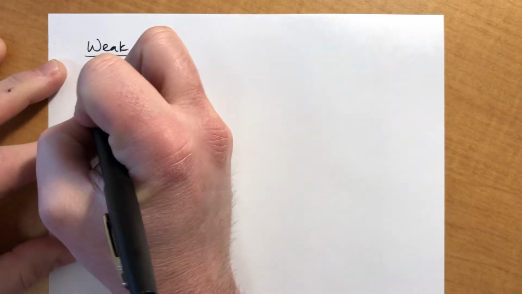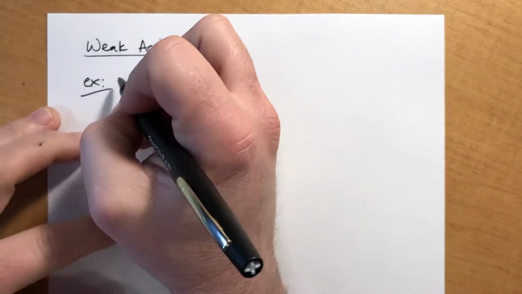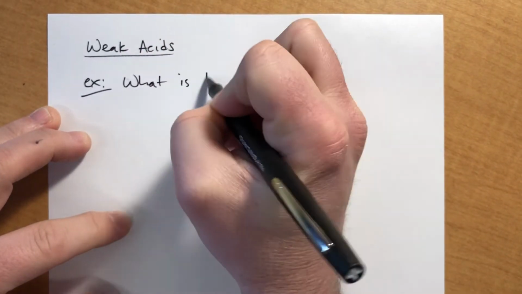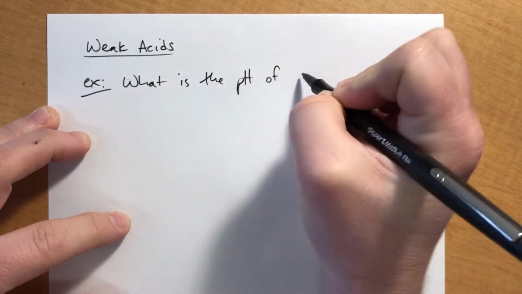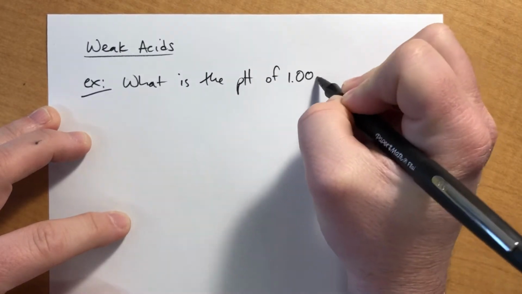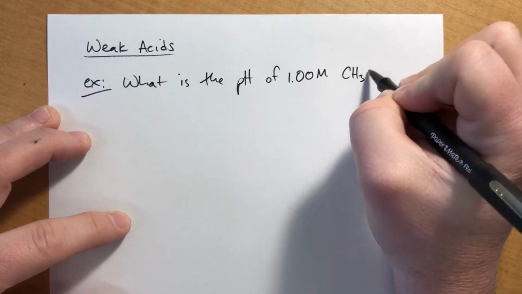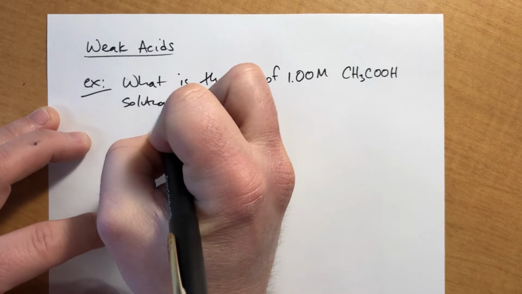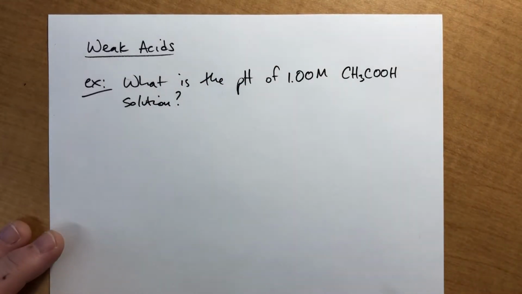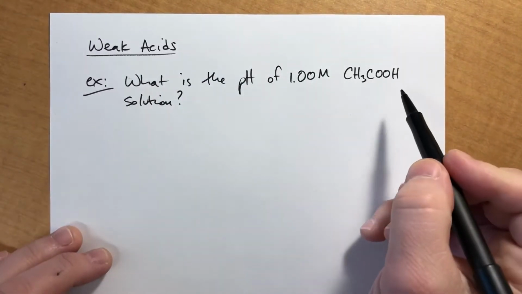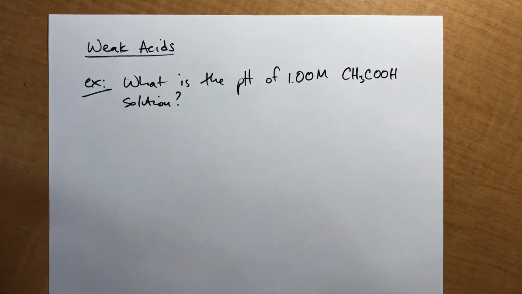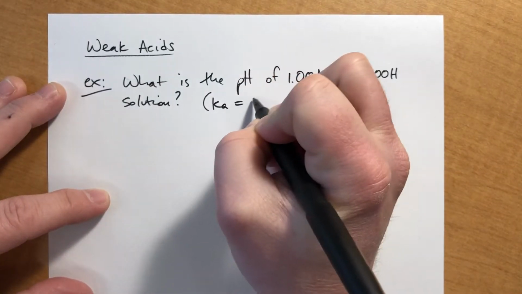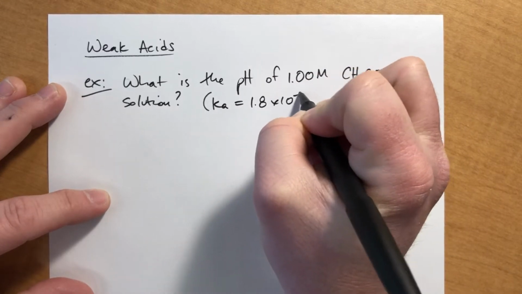So, let's try an example that doesn't sound like it should be tough at all and see how this plays out. We want to know, what is the pH of a 1.00 molar acetic acid solution? We said in previous videos that CH3COOH is a weak acid. It has a Ka value, which we're going to need here. It's equal to 1.8 times 10 to the negative fifth.